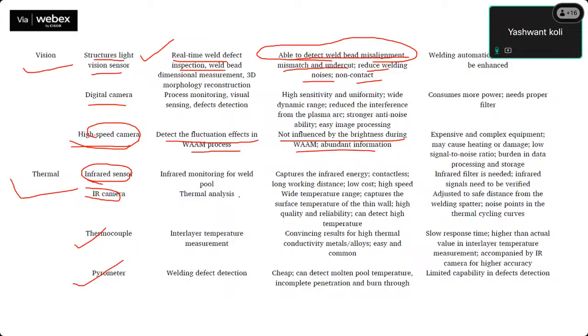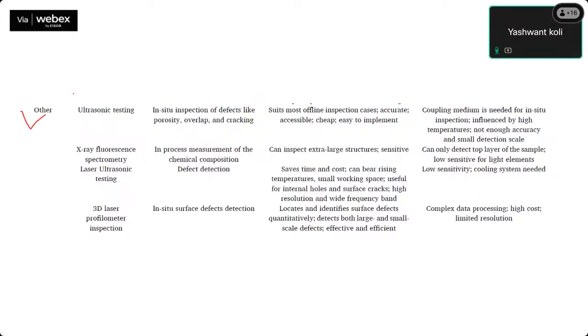These things we can use, and the purposes are listed here. Infrared sensors are used to monitor the weld pool, IR cameras for thermal analysis, thermocouples for interlayer temperature measurement, and pyrometers for welding defect detection. So these advantages we can check out, and these sensors we can integrate. Other sensors include ultrasonic testing, X-ray fluorescence, spectrometer, laser ultrasonic testing (LUT), and 3D laser profilometer inspection.